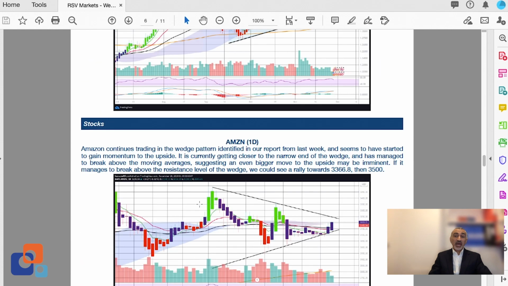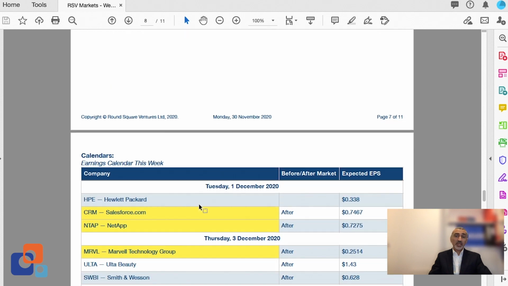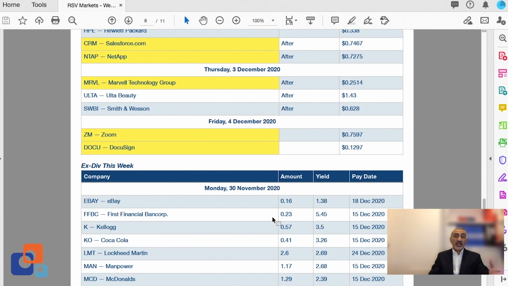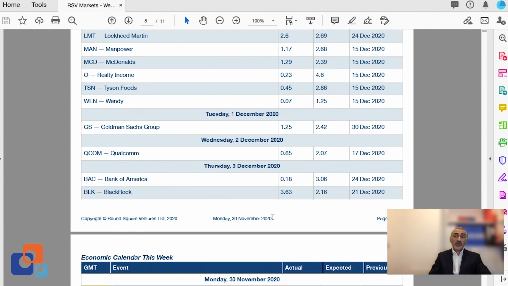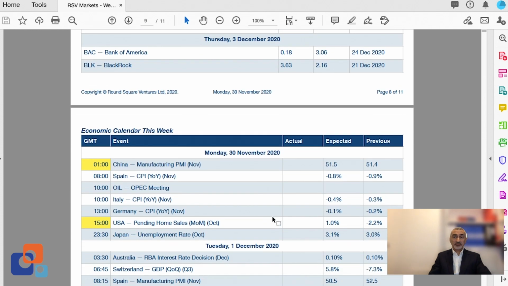We then have the same calendars as in the daily, but including the whole week. We can see here the earnings calendar, the ex-div calendar, and the economic calendar. We do not include any broker upgrades or downgrades, since these are changing on a daily basis.